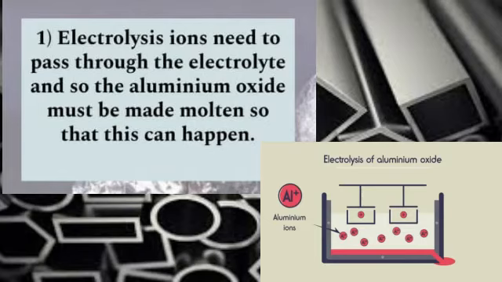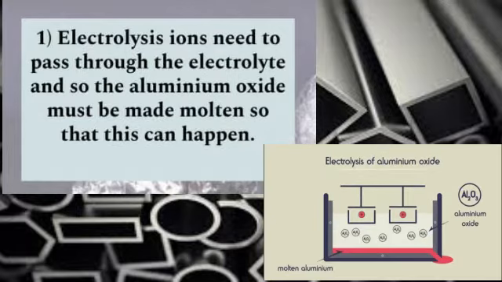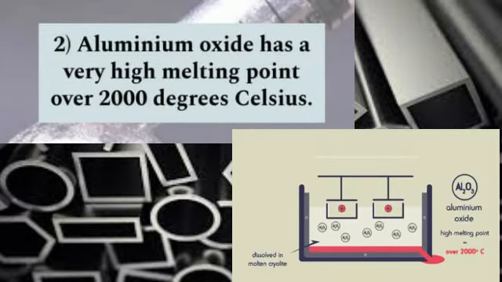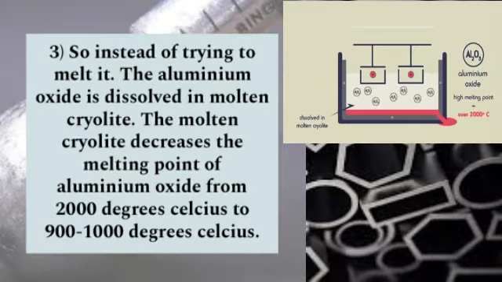First of all, I'm going to show you the setup of the electrolysis of aluminium with cryolite. So, first, in electrolysis, ions need to pass through the electrolyte, and so the aluminium oxide must be made molten so that this can happen. Second, aluminium oxide has a very high melting point, over 2000 degrees Celsius. Third, instead of trying to melt it, the aluminium oxide is dissolved in molten cryolite. The molten cryolite decreases the melting point of aluminium oxide from 2000 degrees Celsius to 900 to 1000 degrees Celsius.